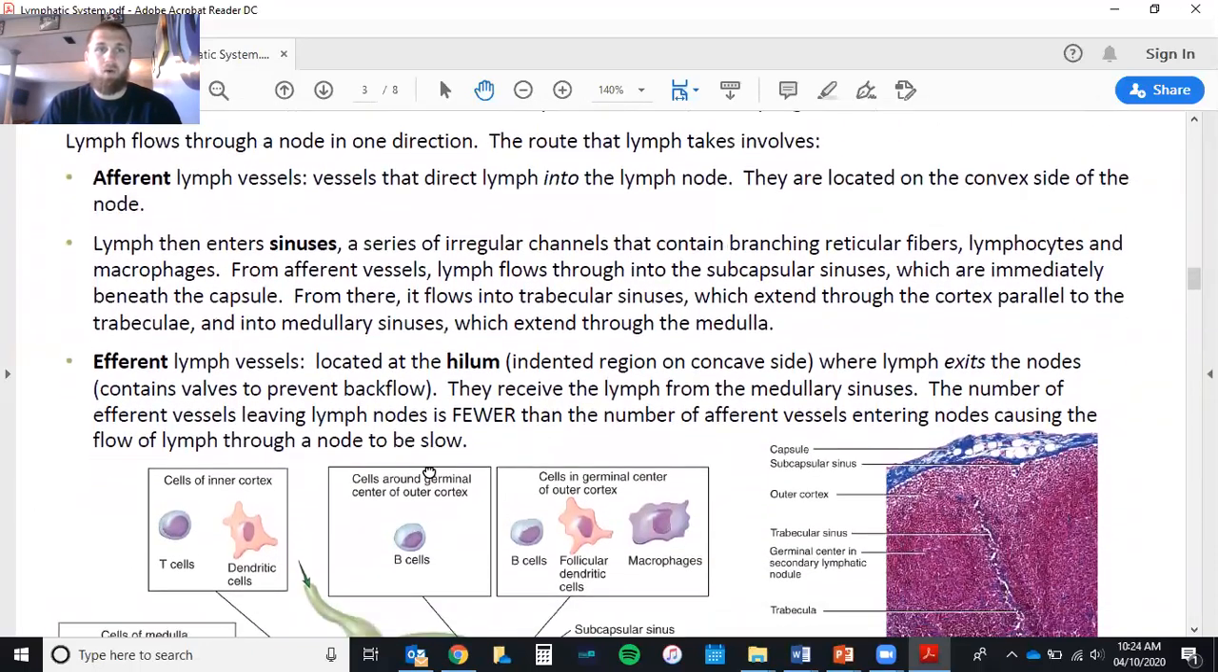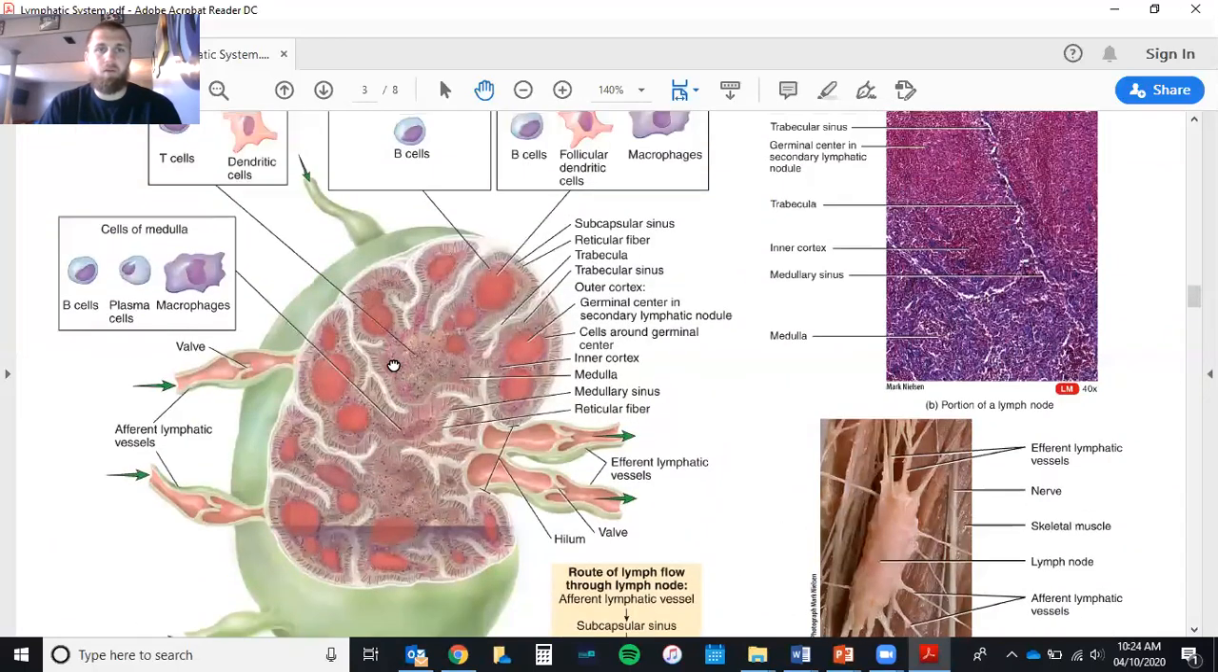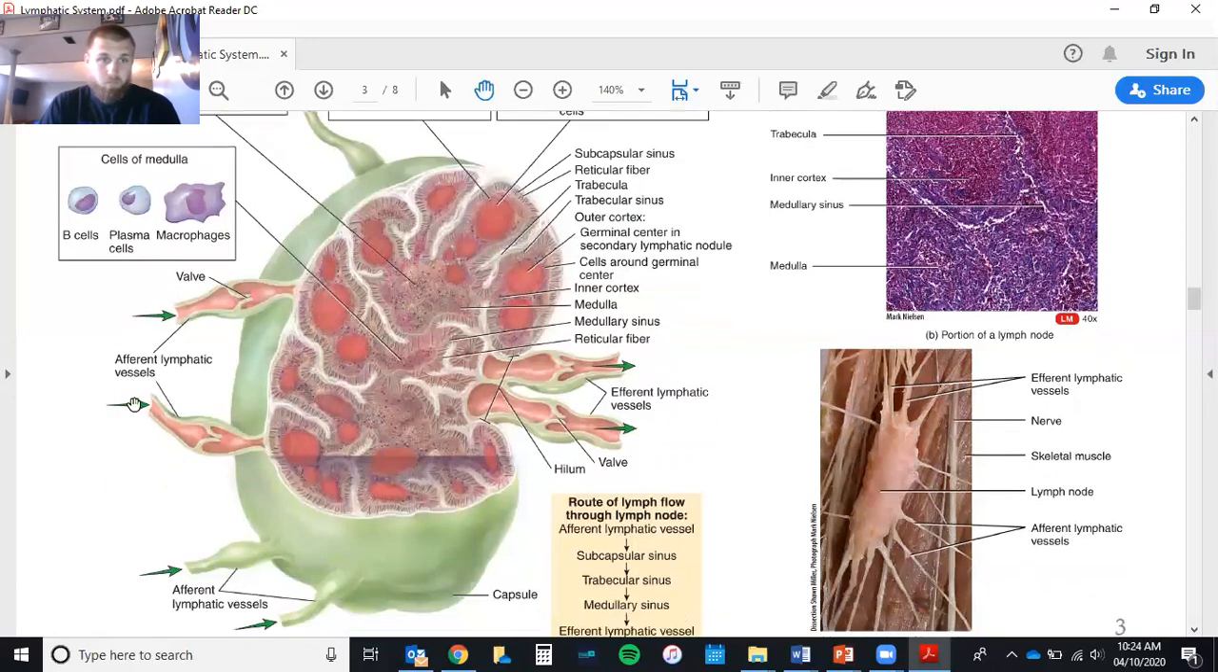Now, let's talk about the way that lymph flows through a lymph node. There's a kidney bean shape to a lymph node. It's got a convex side and a concave side that's indented. On the rounded, convex side are many afferent lymphatic vessels. Afferent lymphatic vessels allow lymph to flow into the node. Notice each of them has a valve that prevents the flow from going back out of the node into the afferent lymphatic vessels. So lymph is only going to go in.